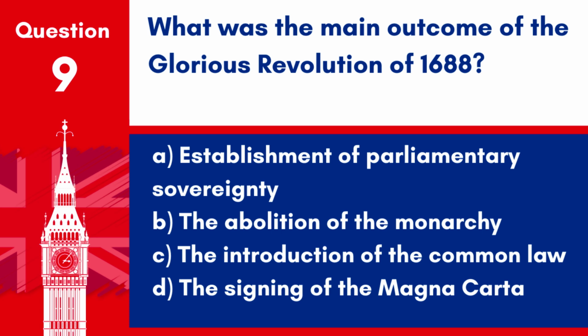Question 9. What was the main outcome of the Glorious Revolution of 1688? A. Establishment of parliamentary sovereignty. B. The abolition of the monarchy. C. The introduction of the common law. D. The signing of the Magna Carta.